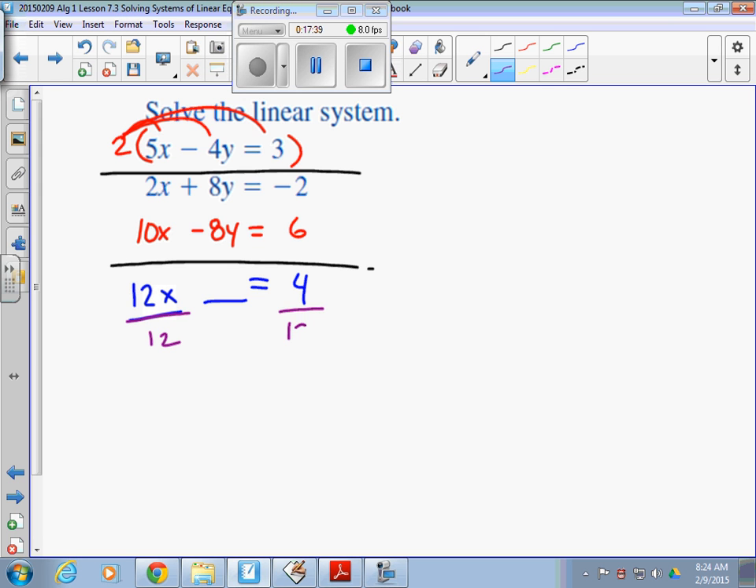Do the same to the other side. X is going to be equal to the number 4 goes into both itself once and into 12 3 times. So x is 1/3. Now you have the x coordinate. Now we need to find the y coordinate.